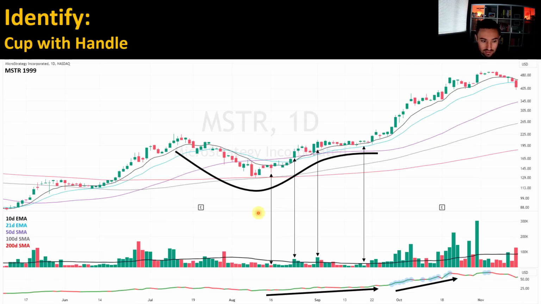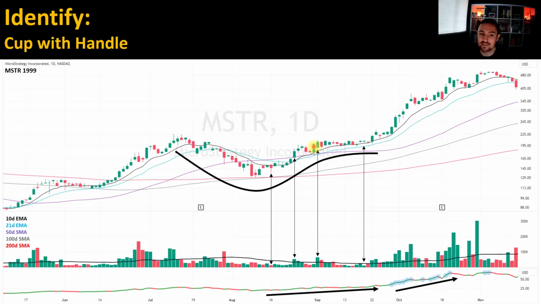MicroStrategy. This is back in 1999 when it wasn't involved in Bitcoin. So see how you get this cup and then the handle. And the handle quite commonly will look like a Davis box, basically a rectangle of sorts. It may have kind of a flaggish pennant type look to it as well, but a Davis box in the handle is not uncommon.